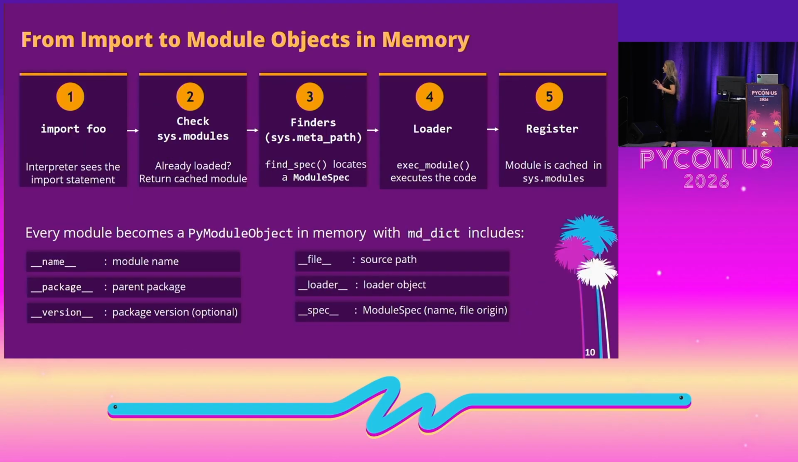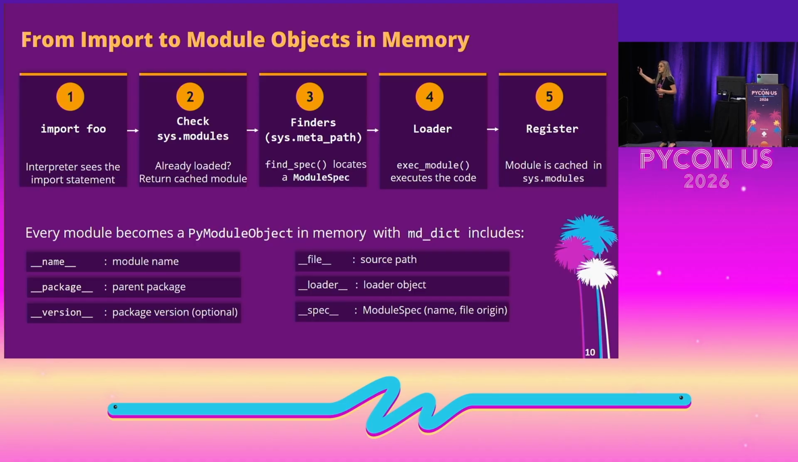So in memory, when Python creates any module, it's represented as a PyModule object. It has features: it has a name, it has a package, and it has a version, which is optional.